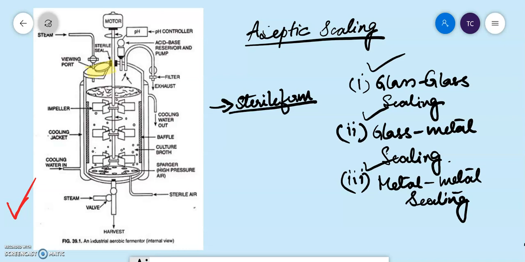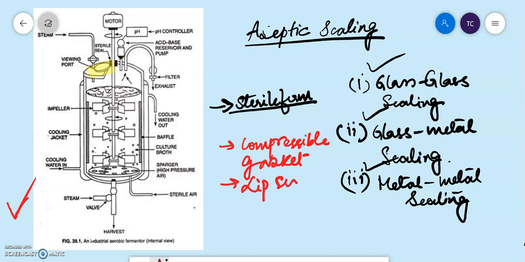Okay, so methods of sealing basically comprise your compressible gasket, lip sealing and your O-rings. So most of the fermenters usually have your O-rings. So you have an O-ring, you get to see a round ring, O-ring. So in case of metal sealing, only O-rings are used. For the other two types, any of the three methods can be used.